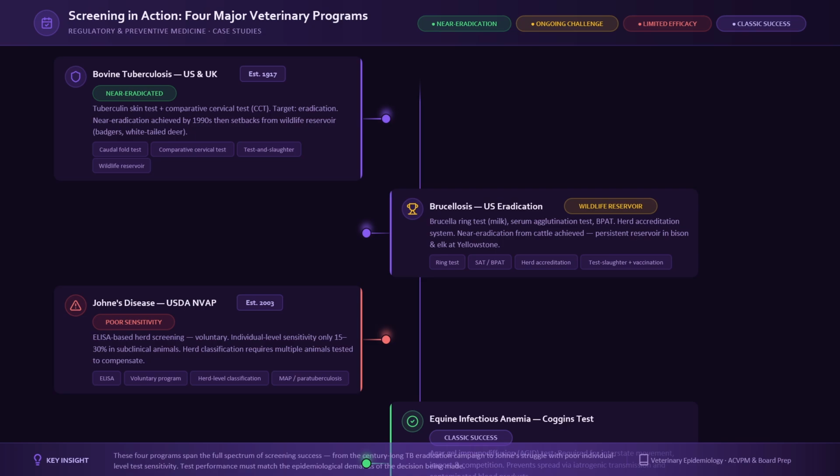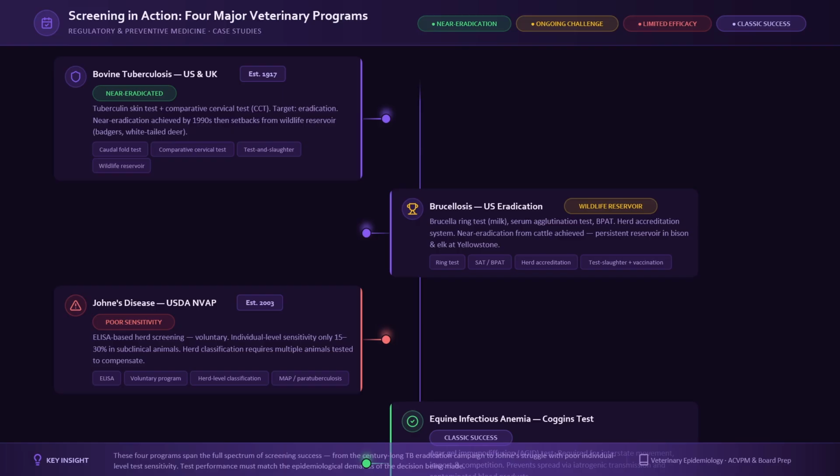Johne's disease, the USDA program launched in 2003, and our limited efficacy example. It's voluntary, ELISA-based herd screening. The problem is the test. Individual animal sensitivity is only 15 to 30% in subclinical animals, so it misses early infected cattle for years. The workaround is to test multiple animals per herd and classify at the herd level, but voluntary uptake keeps coverage low.